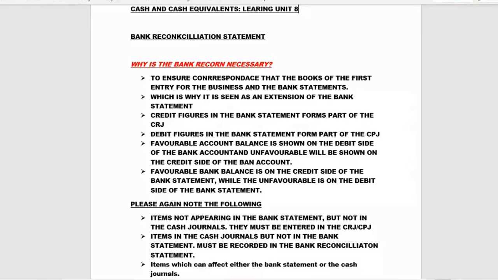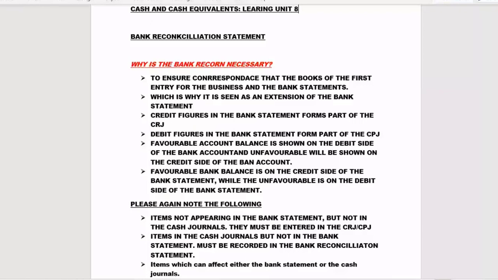The bank account has been seen as an extension of the bank statement. So the credit figures in the bank statement form part of the CRJ, and the debit figures in the bank statement form part of the CPJ. So when you reconcile, you check those amounts on the debit side, compare that with your CPJ figures that are given to you, and then you match them. Whatever is actually missing means that it has to be reconciled.